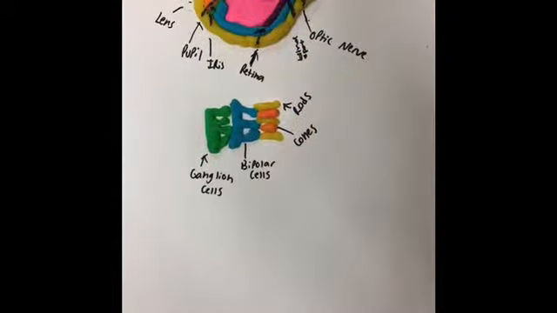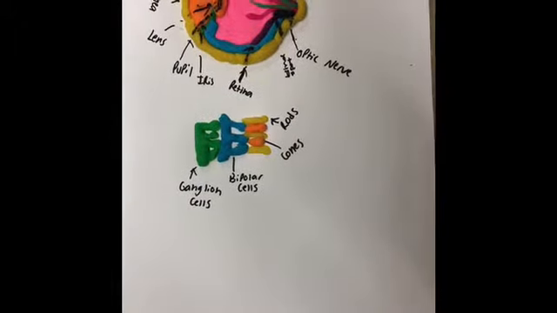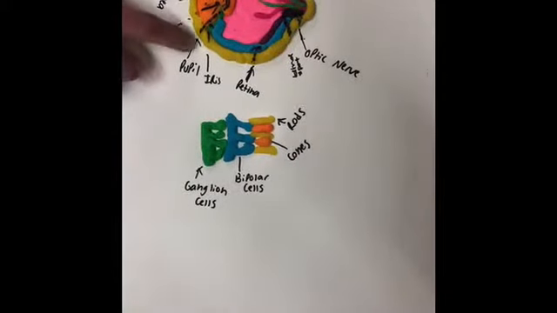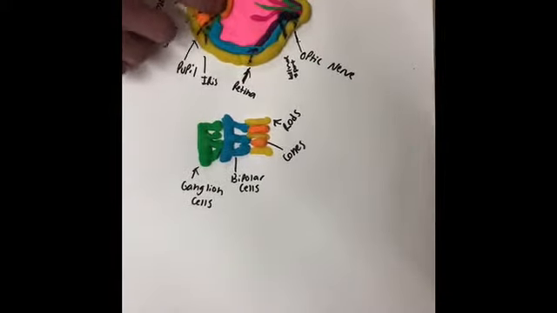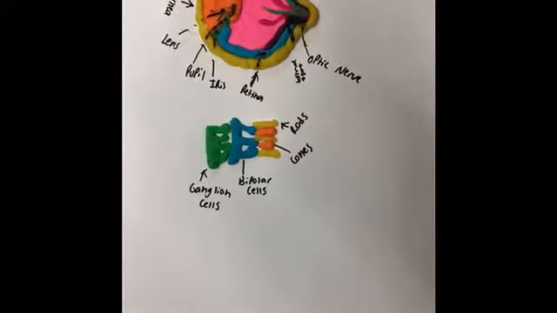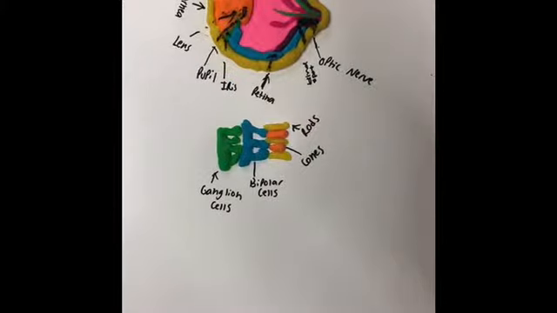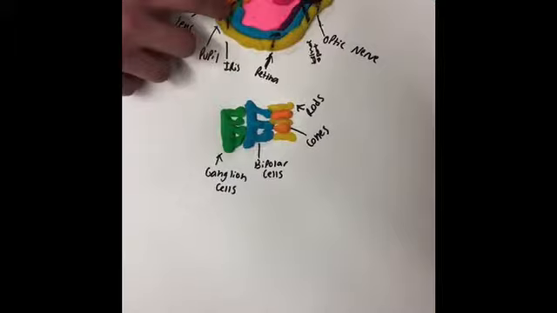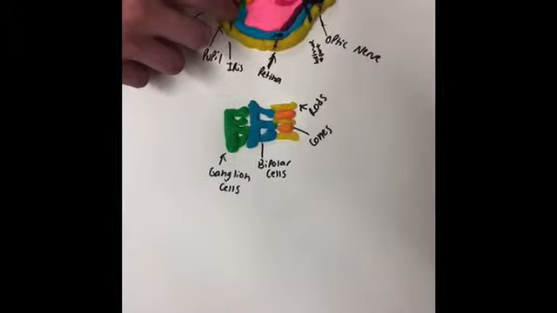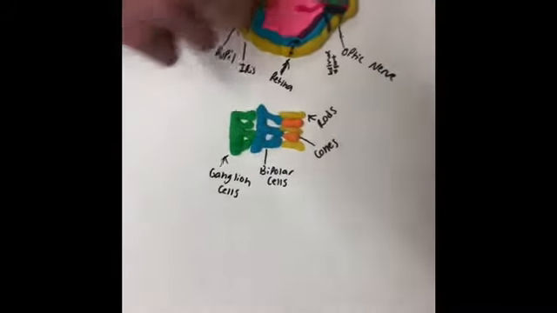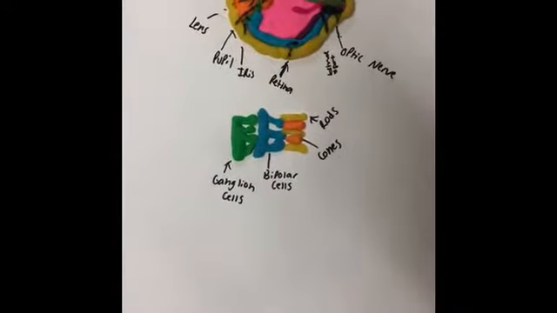Right here is the cornea, and the cornea is the clear tissue that surrounds the front of the eye and covers the front of the eye as it protects it. Right here is the pupil, or right around here. It is the adjustable opening in the center of the eye, which light enters through and the eye processes that. And then right here is the iris. The iris is a ring of muscle tissue that forms the colored portion of the eye, which surrounds the pupil and controls the size of the pupil.